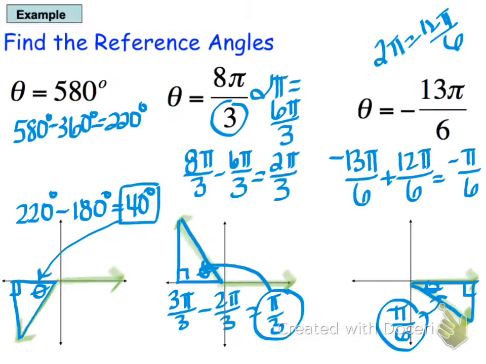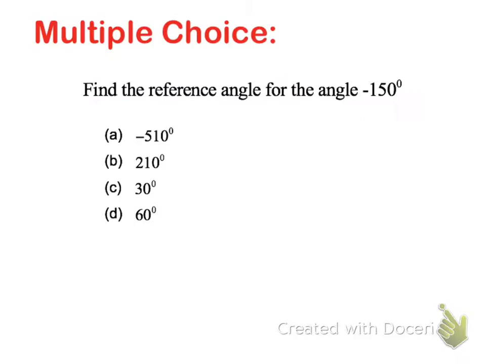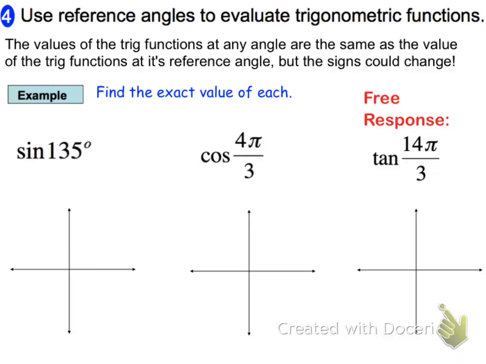Let's go ahead now and see how these are used. So let's bring up our next slide. Oh, and I'm sorry. First, let's do your multiple choice question. I want you to find the angle of reference for negative 150 degrees. Once you're done with that, we'll go on to the last objective and the last slide, where we're going to see how to use these.